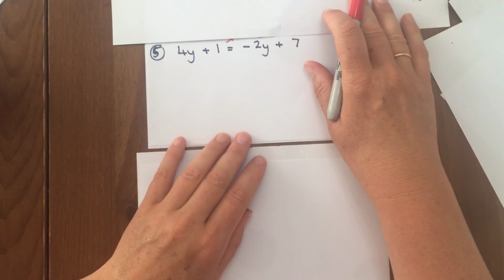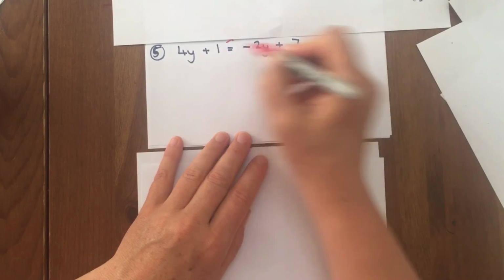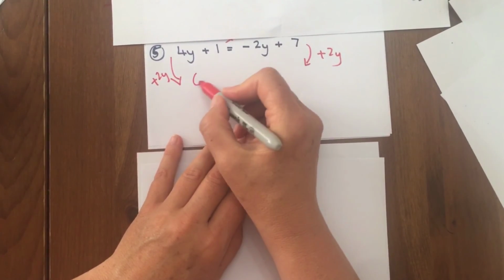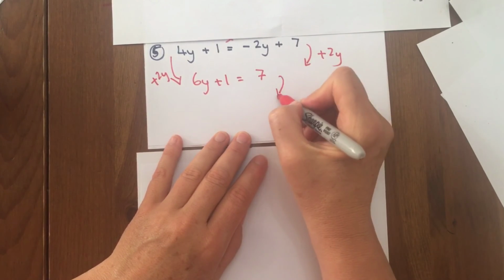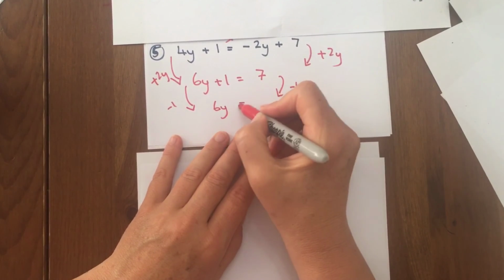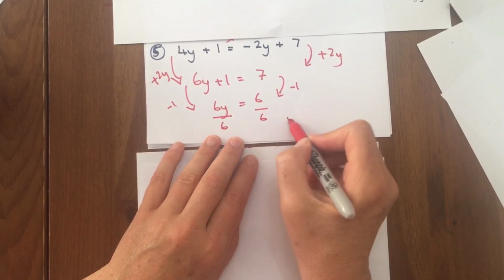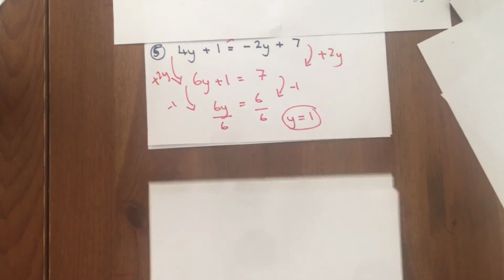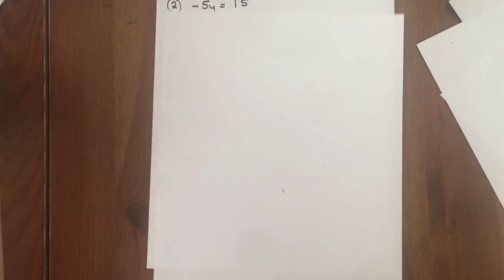Okay, I'm going to add 2y to both sides. I'll just write it down like this one for here. Different method, different way of showing your method. Add 2y, 6y plus 1 is 7. Now let's take away 1 from both sides. So 6y equals 6. Now divide both sides by 6. So y equals 1.